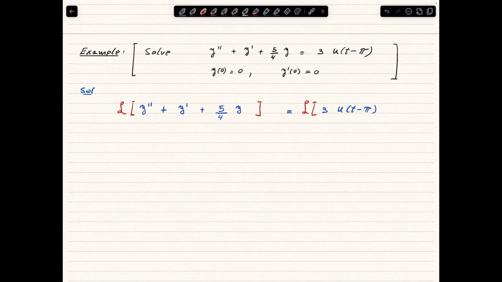We compute the Laplace transform. We already have the Laplace transform of the step, so what we are going to do now is use the properties of the Laplace transform here and also here. On the left side, we get that this is equal to the Laplace transform of the second derivative of y plus the Laplace transform of the first derivative of y plus, now the 5/4 can go outside, and we have the Laplace transform of the function, and here the 3 goes outside, and we have the Laplace transform of the step.